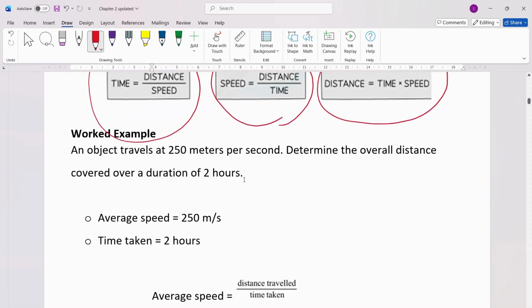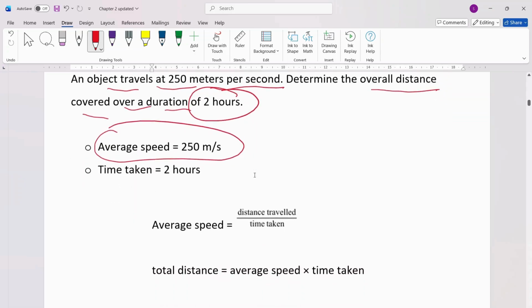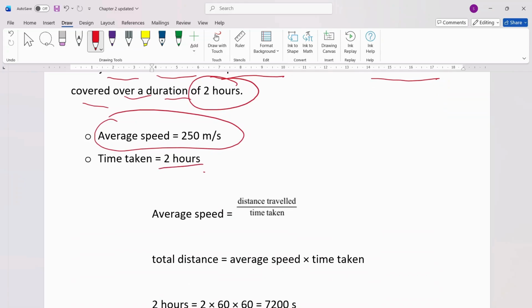Here is one worked example as well. An object travels at 250 meter per second. Hence, 250 is the average speed. We need to determine the overall distance covered over a duration of 2 hours. Here we need to convert these 2 hours, which is the time. We have the speed formula, distance traveled by time taken. If we need to calculate the total distance, average speed and time will be multiplied.